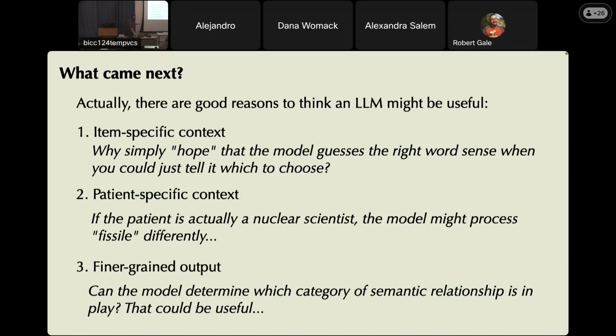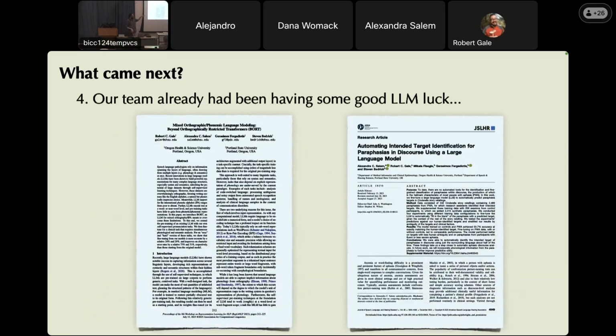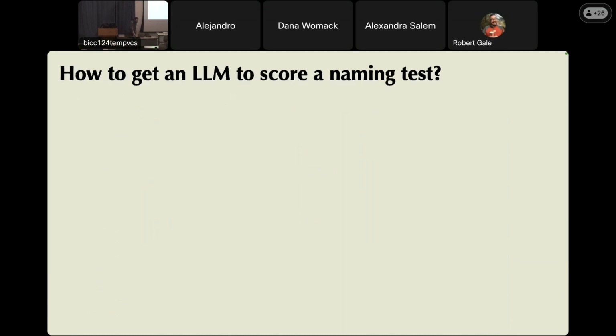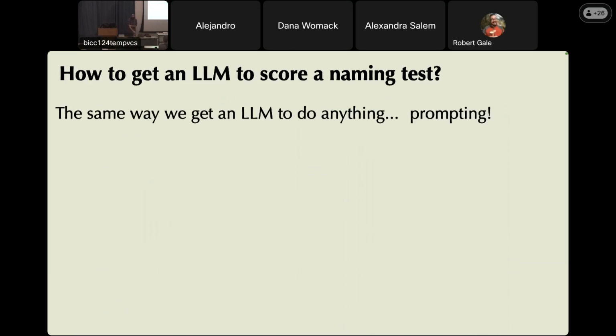So we thought there's that. And also, we'd had some recent luck with LLMs for other things on aims 2 and 3 of our grant, using it for connected speech. So we thought, all right, let's give it a try. So how do we get an LLM to score a naming test? The same way we get it to do anything, we prompt it, right? Prompt engineering, that's the hot buzzword.